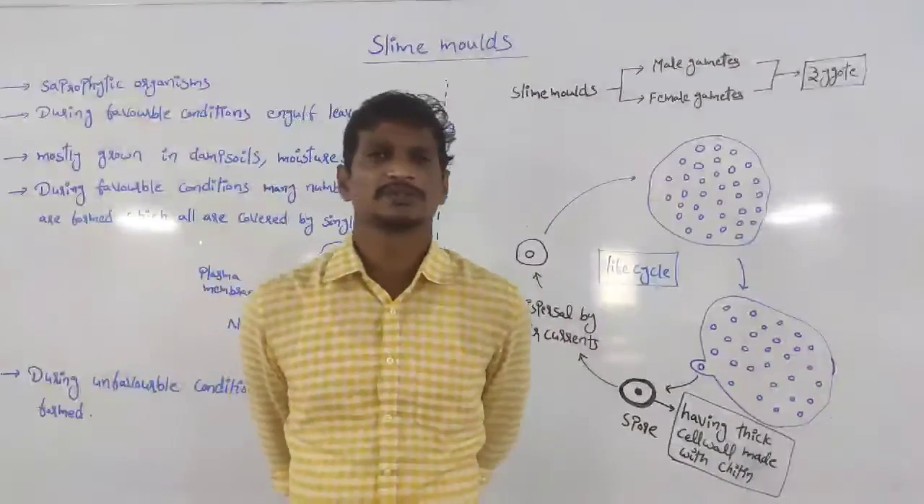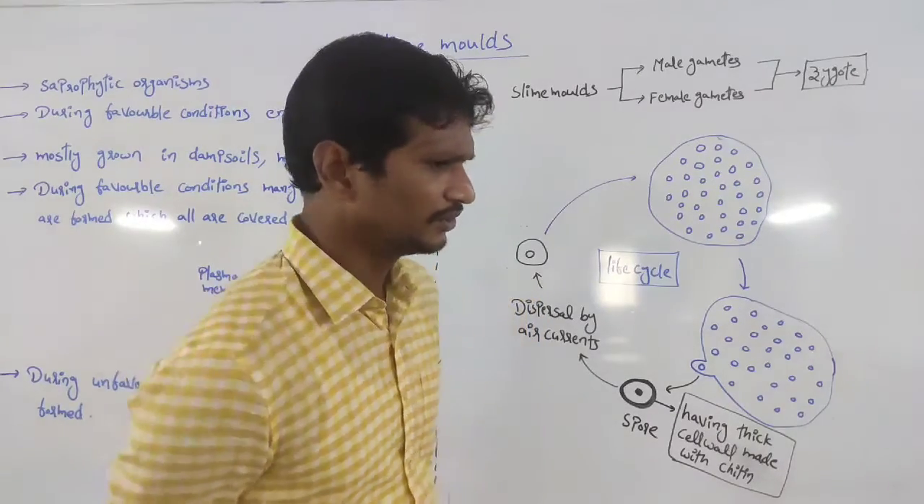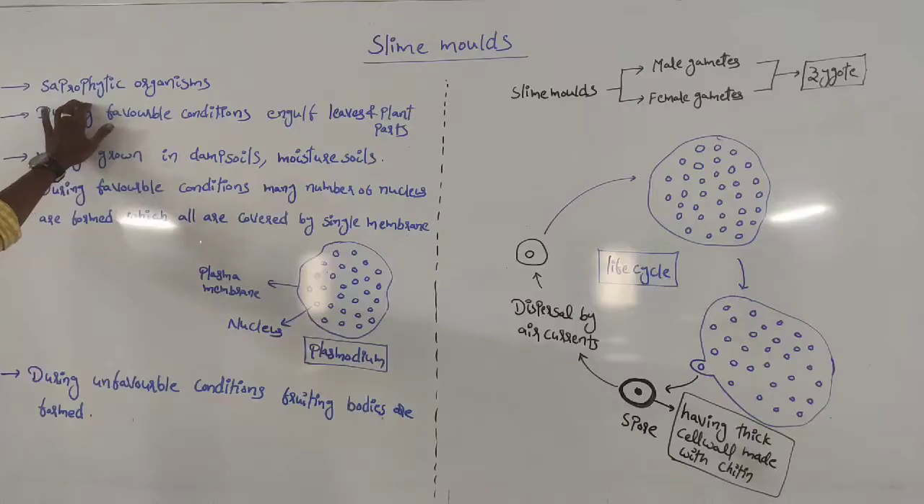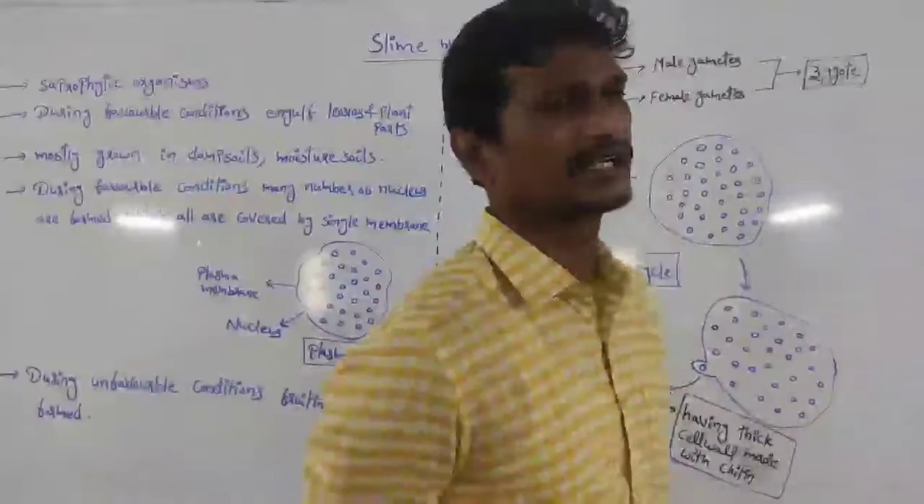Next topic is the slime molds. In the last class, we discussed euglenoids, right? So after euglenoids, slime molds. These are saprophytic organisms. Remember, all of you, the slime molds are saprophytic organisms.